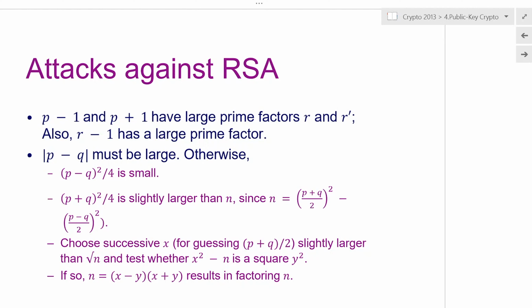One is that when you choose a prime P and Q, the P minus 1 and P plus 1 should have a large factor R and R prime. And also, the R minus 1 itself should also have a large prime factor. So these are just some magics that happen when you choose a sort of insecure prime. Sometimes it is possible to run some specific attacks.